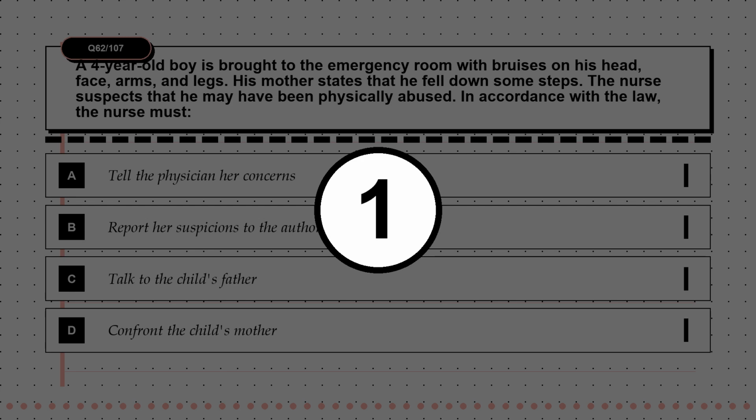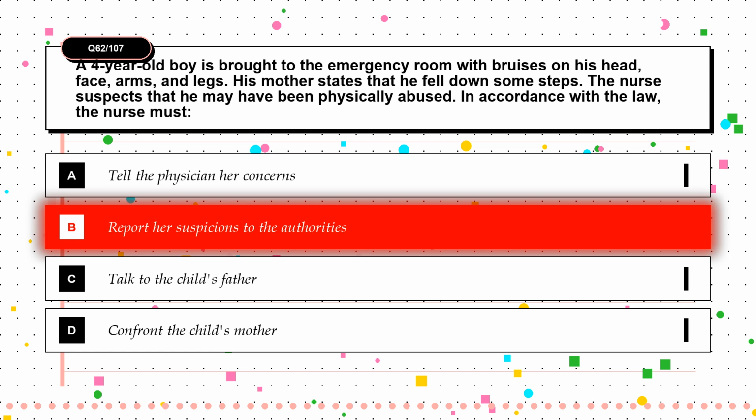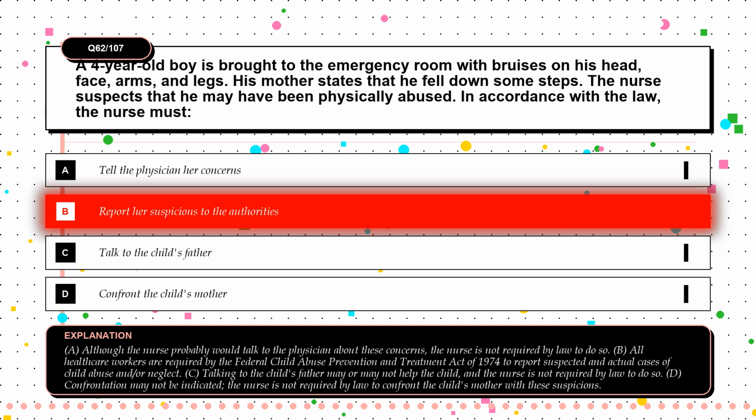The correct answer is option B. Report her suspicions to the authorities. Although the nurse probably would talk to the physician about these concerns, the nurse is not required by law to do so. B. All healthcare workers are required by the Federal Child Abuse Prevention and Treatment Act of 1974 to report suspected and actual cases of child abuse and/or neglect.